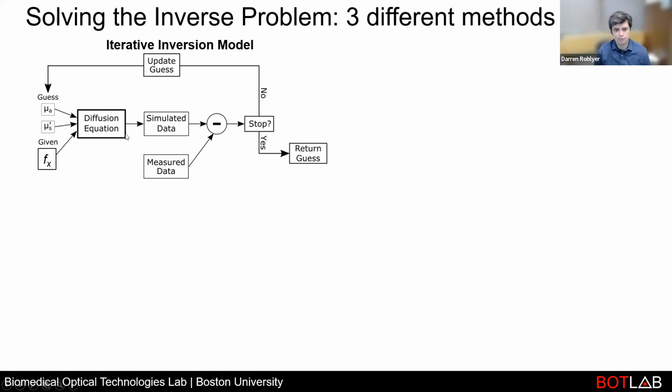And that's exactly opposite of what we're doing, right? We're measuring diffuse reflectance and we want to get the mu-A and mu-S prime of the tissue. So one needs to wrap this in an iterative inversion model where one takes a guess at the mu-A and mu-S prime, compares it to the measurement. If we're below a certain error metric that's defined by the user, we stop. If not, we iterate.